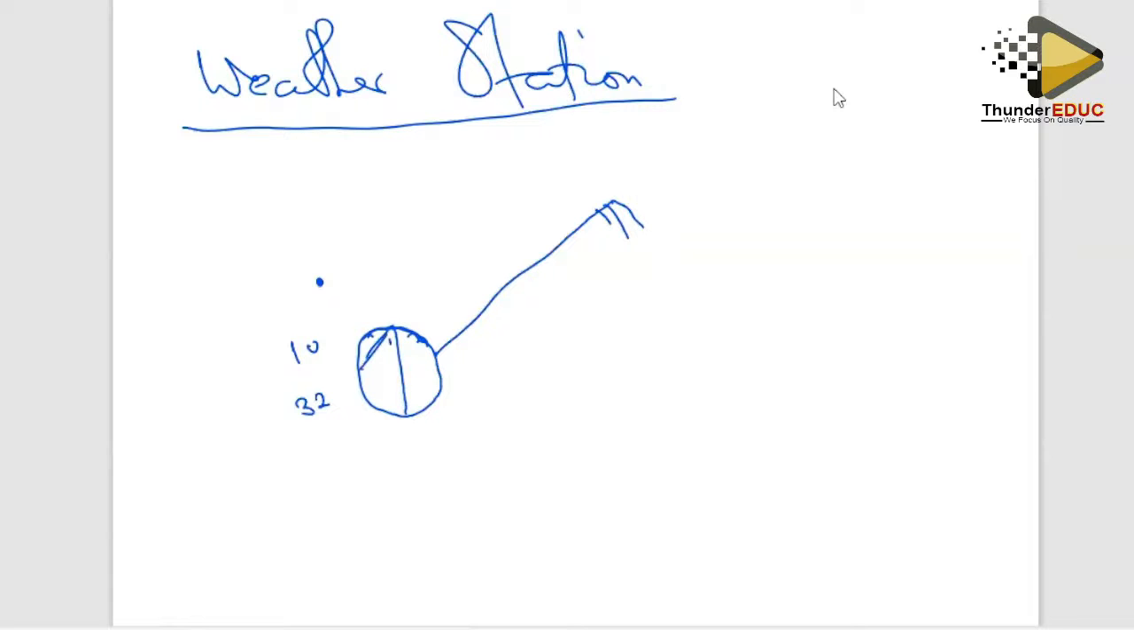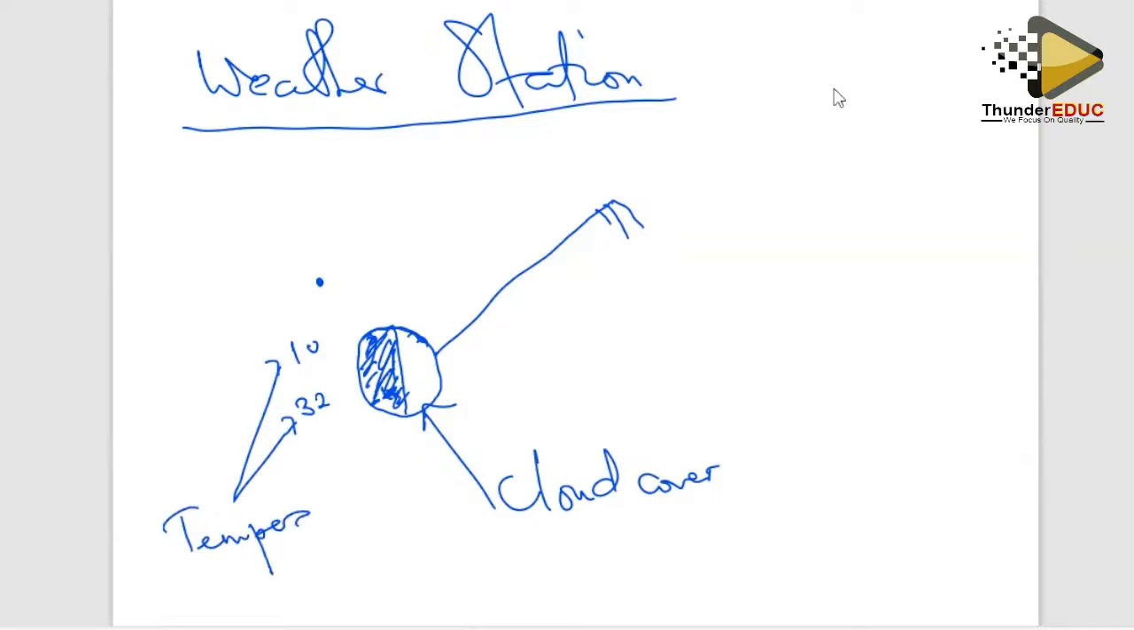Let's say in our circle, it's like this. Right. I will start with this circle here. This circle that we see is for cloud cover. It's representing the amount of sky which has got clouds. And then these two digits that we see here, 10 and 32, they are for temperature. And the direction to which this bar is pointing, which comes from our cloud cover indication, this is for wind direction.